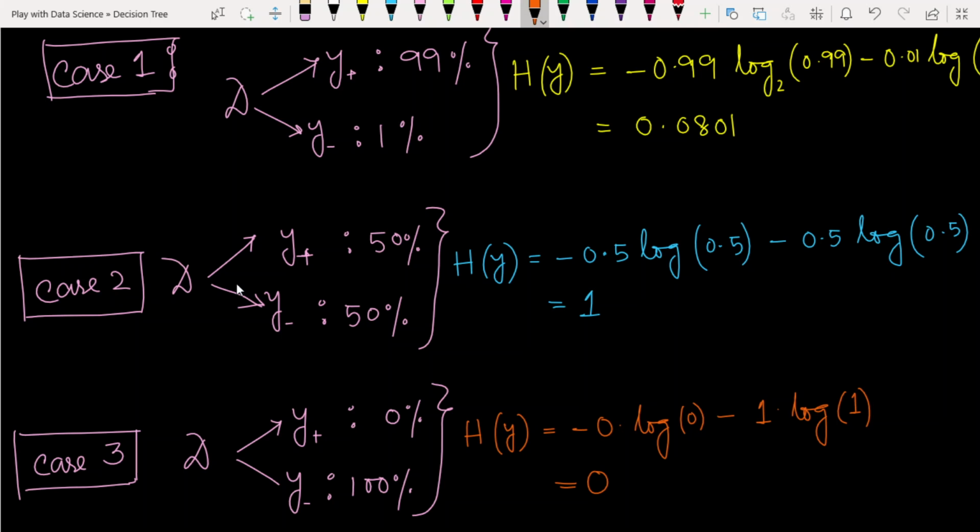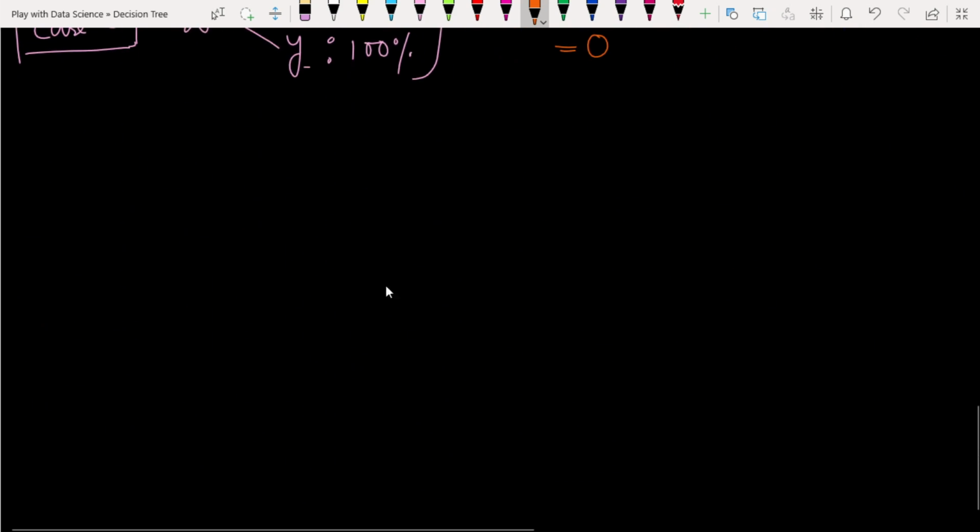Just think: if the occurrences of the two classes are equally probable, then our entropy value is high, it is 1. If we dominate one class over the other class, then our entropy value is reduced. If one class is dominated by the other class, then the entropy value tends to 0. So now let's see this.